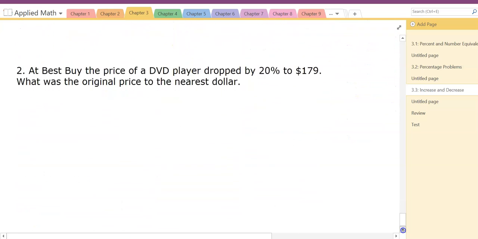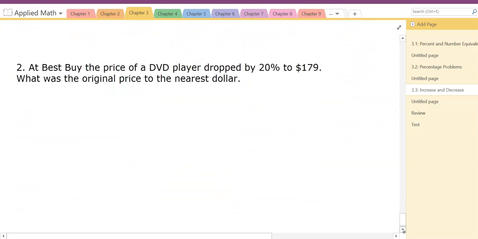Okay, number 2. At Best Buy, the price of a DVD player dropped by 20% to $179. What was the original price? So we're trying to find the base. So remember that was the equation P over R. So to find this, what we're first going to do is, we know that it dropped by 20%. So if we were able to go backwards, that means that we had to spend 80% of the cost in order to get to that 179. So I'm going to find the complement, 100 minus 20, to get my complement of 80%.